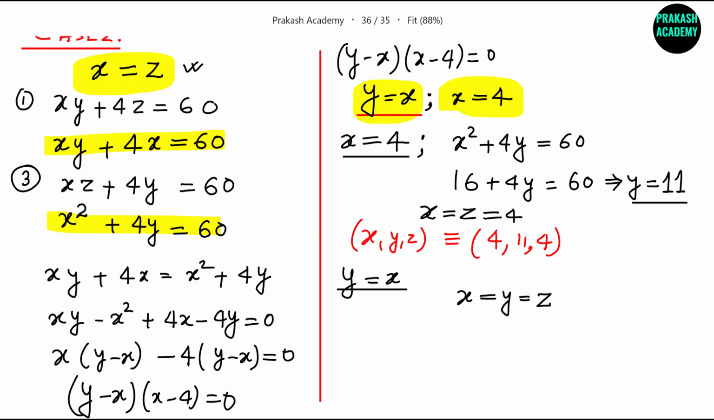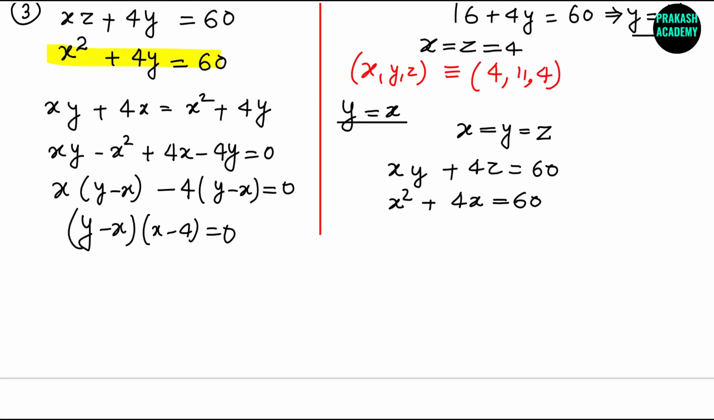Now you can take any one of the equations to solve. Let us say if I consider this equation, since everything is equal, I can write x in terms of x. So x into y plus 4z is equals to 60. So y is equals to x, so this becomes x square plus 4x is equals to 60. Now we have to solve for x. So I can take this side, x square minus 4x minus 60 is equals to 0.